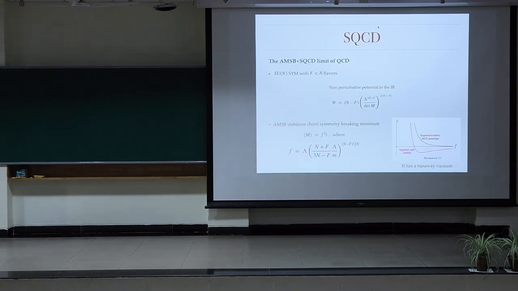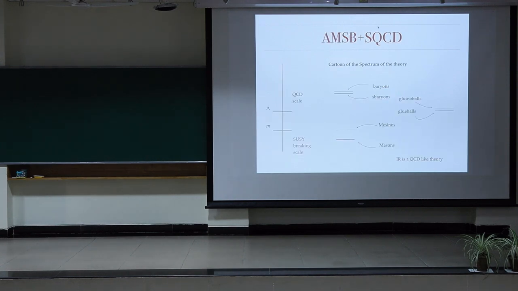Okay, so what Hitoshi and collaborators did is that they took the SQCD and perturbed it with a little bit of AMSB breaking. What they found is that what used to be the ADS potential, which has a runaway far away, now gathers a minimum. It gets stabilized at a particular value which is dependent on this SUSY breaking scale. So that was a non-trivial exercise.